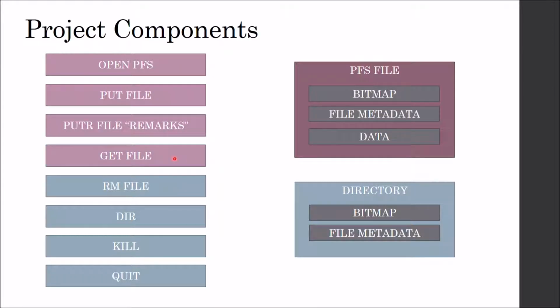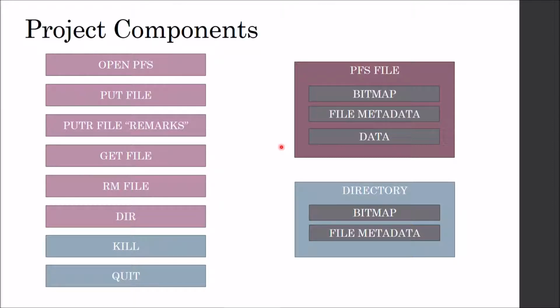And the get file, what it does is it goes into the directory, searches for the file, finds the file, goes into the PFS file, locates it, and then simply copies it over into the new file on user space. The remove file does something similar, so it goes into the directory, finds the file, and then goes into the PFS file. And there it nulls out the file control block and the data of the file we were trying to remove. So when it does, it actually replaces it with white space.